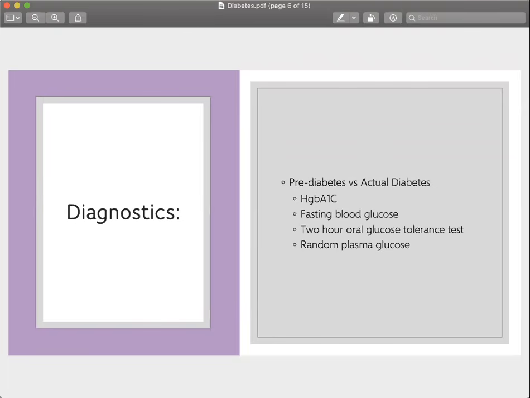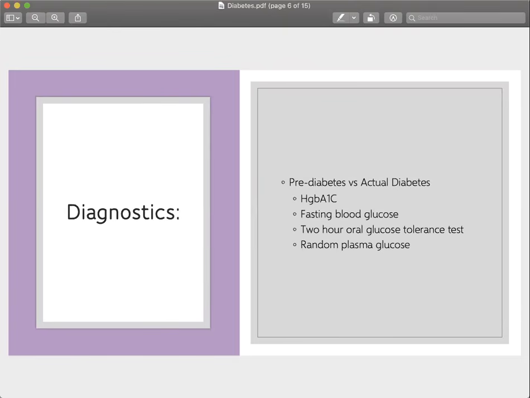And so when we talk about these diagnostics, we're going to talk about the pre-diabetes value and the actual diabetes value. So at what hemoglobin A1C level will we diagnose our patient with pre-diabetes? 5.7 to 6.4%. Anything 6.5 or greater is going to indicate actual diabetes in our patients. What fasting blood glucose would diagnose our patient with pre-diabetes? 100 to 125. Anything greater than 125 would be actual diabetes.